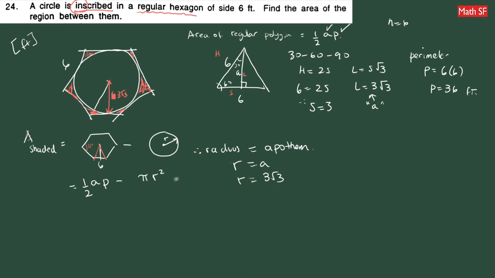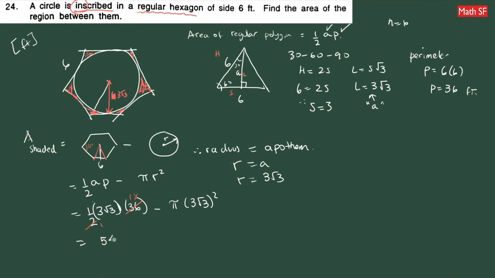Now let's just do this part here. I have everything to find my shaded region. 1/2 a, which is 3 root 3, times the perimeter, which is 36, minus pi r squared, where r is 3 root 3. So I'm going to have to do all of this. A little bit of algebra here: 2 goes into here once, 2 goes into here 18 times. 18 times 3 is 54.